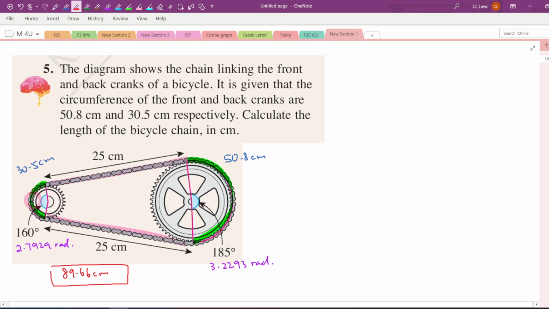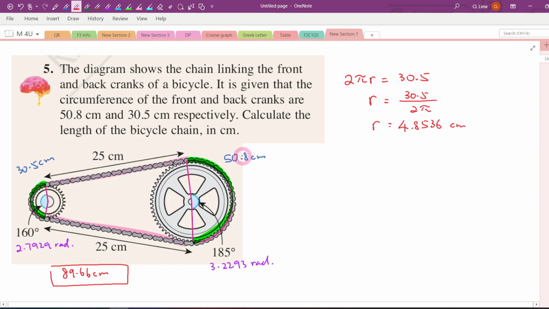Given by the question, the circumference here is 30.5, right? How do we get the circumference of a circle? 2 pi r, right? This means that 2 pi r is equal to 30.5. I just use pi equal to 3.142. So it means that r is equal to 30.5 divided by 2 pi, right? By calculating this way, you will be able to get the radius for the smaller circle. Let me round off to 4 decimal places. 4.8536 centimeter.